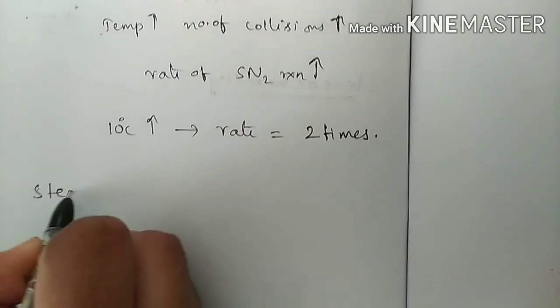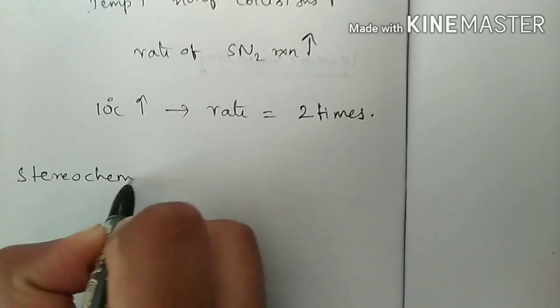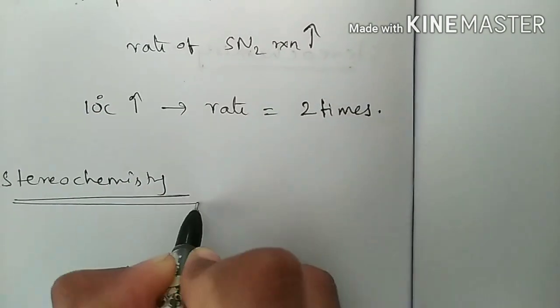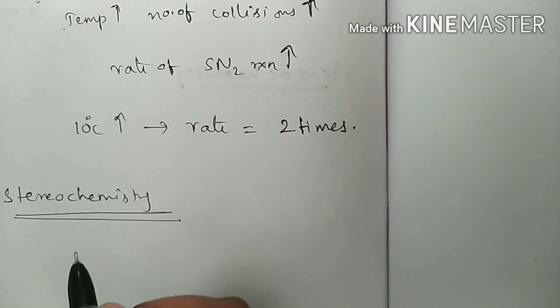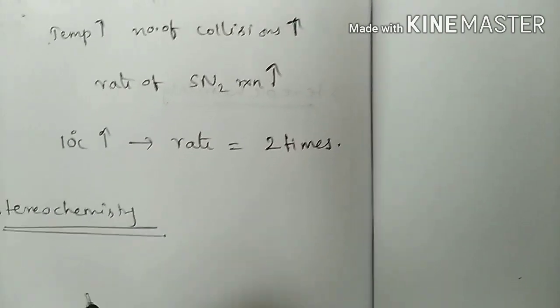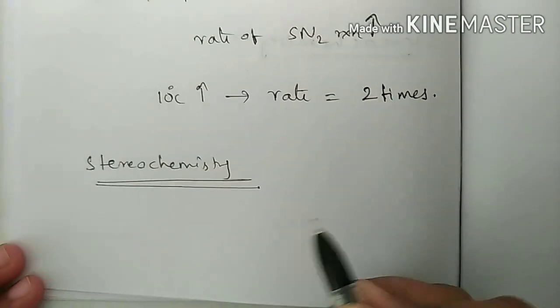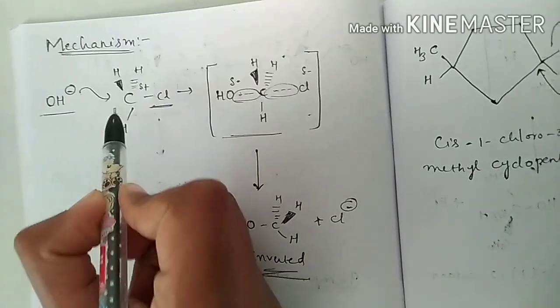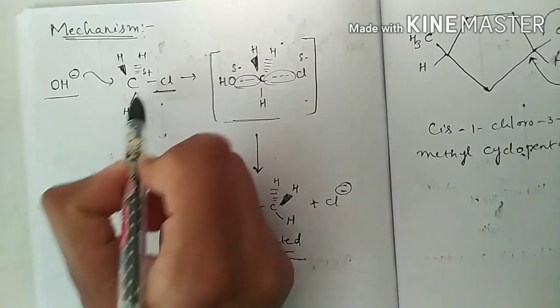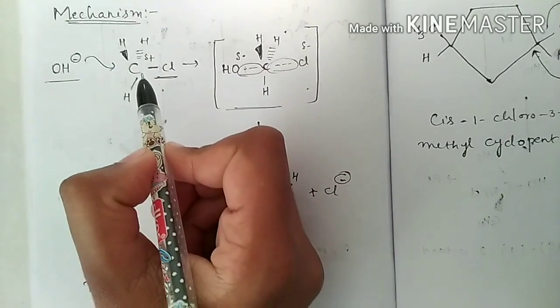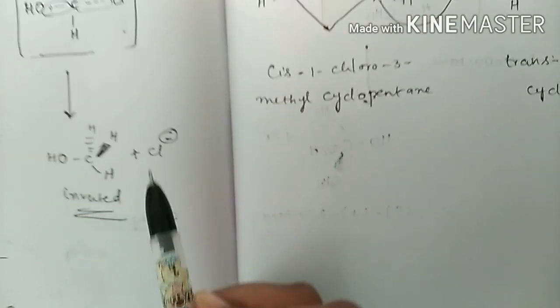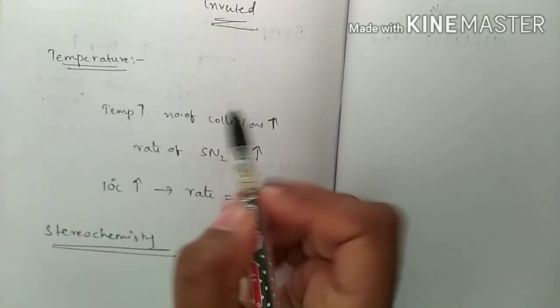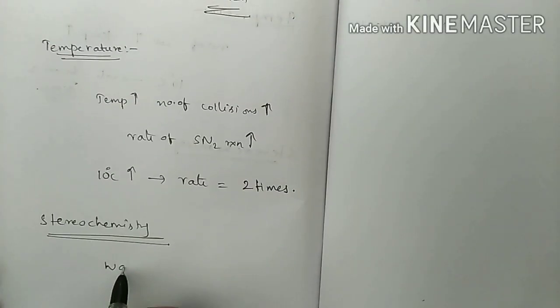Now coming to the stereochemistry of SN2 reaction. In the SN2 reaction, the nucleophile approaches the substrate, that is nothing but the carbon, from the back side with respect to the leaving group. As we saw in this case, the nucleophile always attacks the partially positively charged carbon atom from the back side with respect to the leaving group, which results in the inversion of the product. And this is also called Walden inversion.